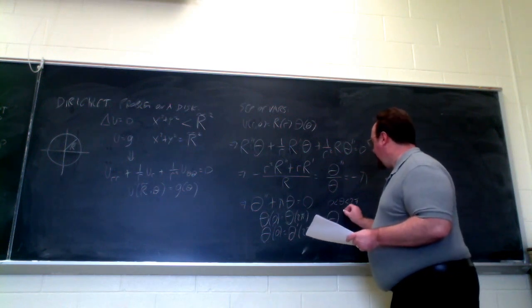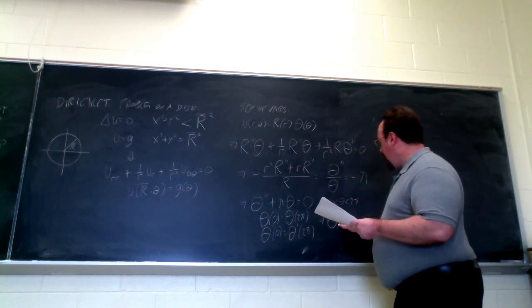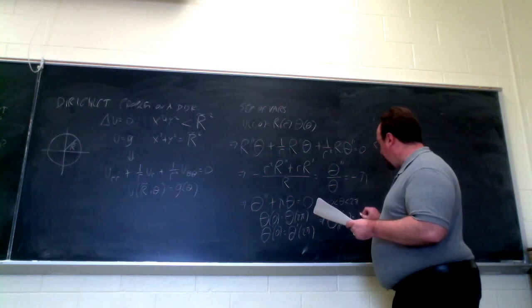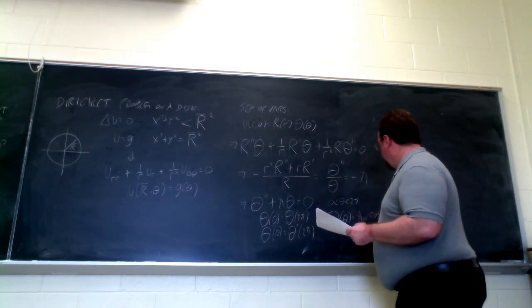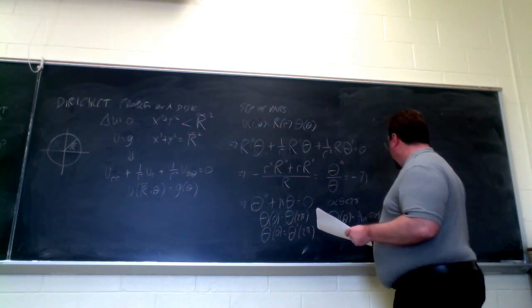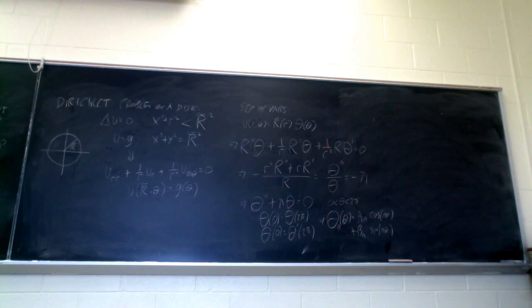So big theta of n of little theta is going to be a constant times cosine of n theta plus b sub n sine of n theta. So that's our general solution. That's 2 pi periodic. Okay.